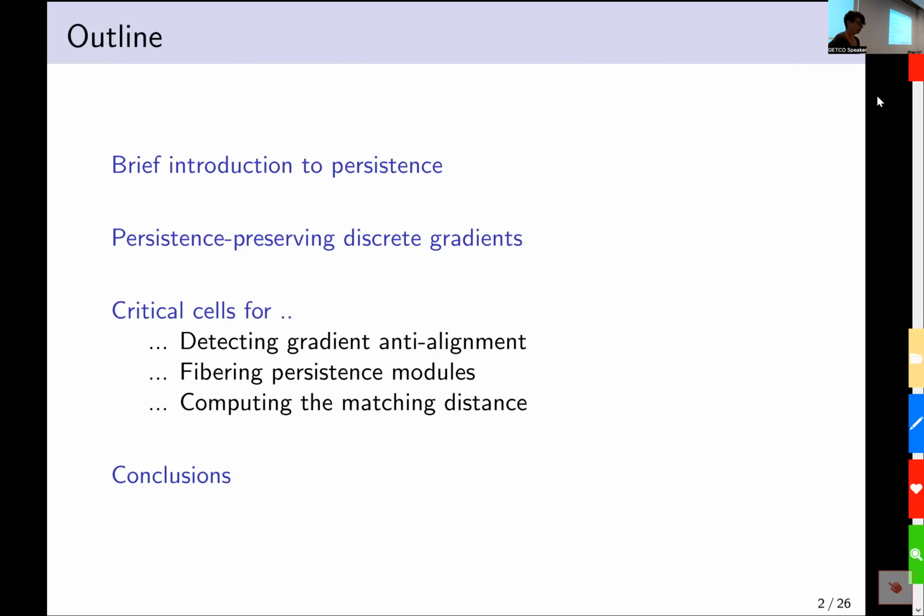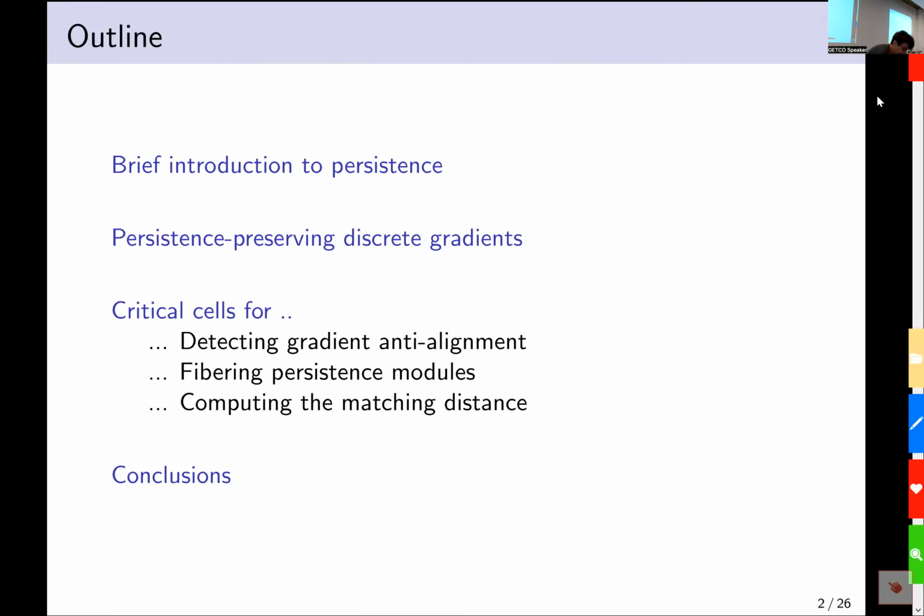And going more towards persistence, the critical cells give us the values of the parameters that are essential to fiber persistence modules, I will explain what it means, and to compute the matching distance for persistence modules. This is also something I'll explain.